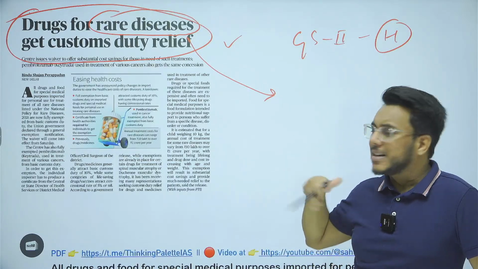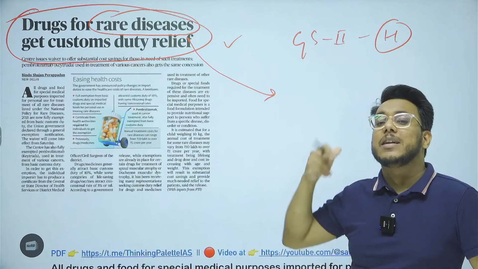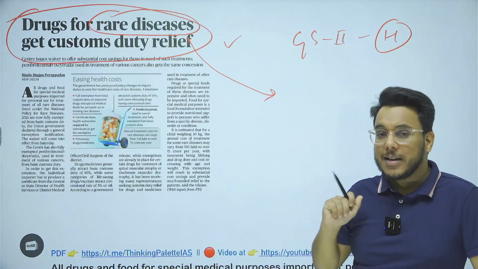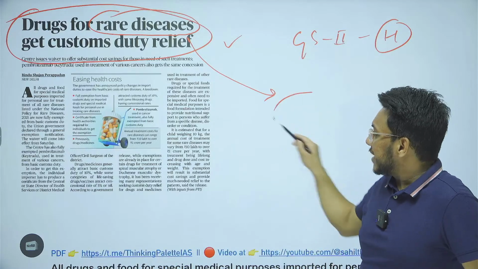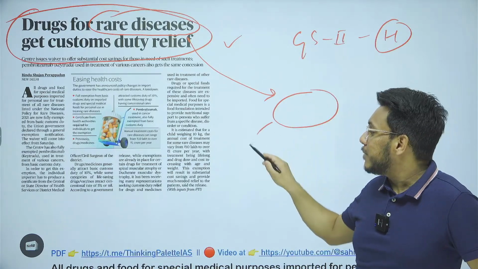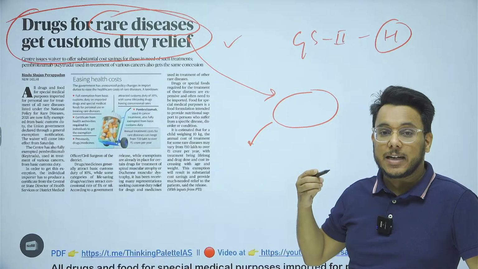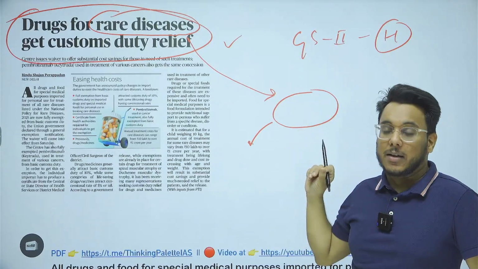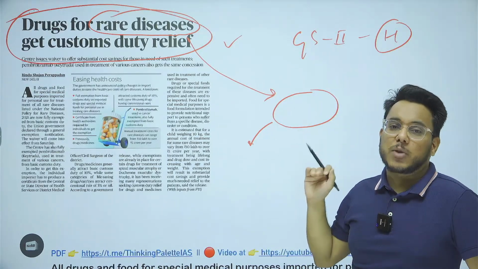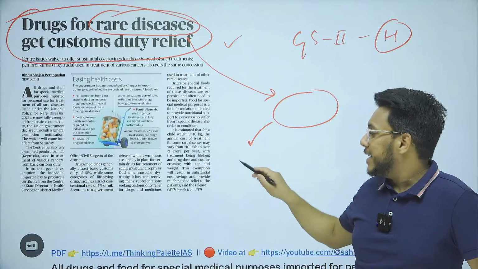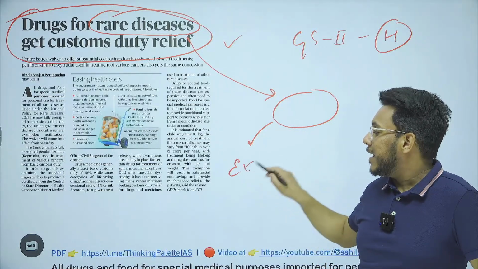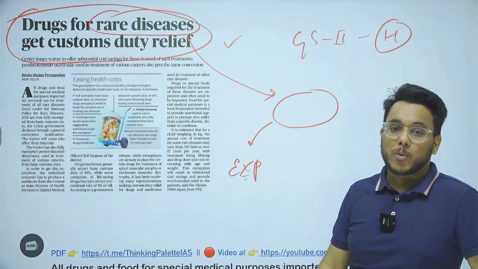Now the issue comes: what is the problem in rare disease if it doesn't infect so many people? The problem is that because it is not infecting too many people, pharmaceutical companies don't have an incentive to make medicines for that. Or even if the pharmaceutical companies are making the medicines, these medicines are going to be very expensive. Why are they going to be expensive?